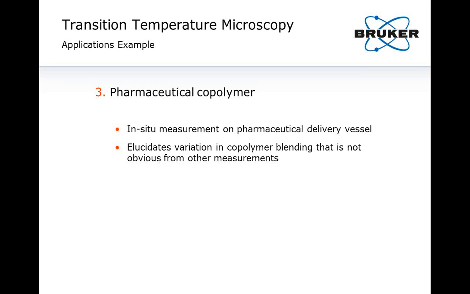In this third example, we're looking at a pharmaceutical copolymer that is the actual drug delivery vessel in its nascent state. So we're just looking at the surface as it is. We're looking for evidence of variations in copolymer blending, an important characteristic that has to do with the efficiency of delivering the drug, and something that is not necessarily obvious from other measurements.